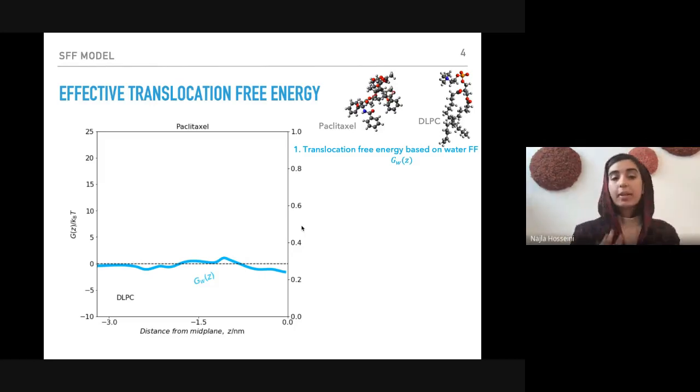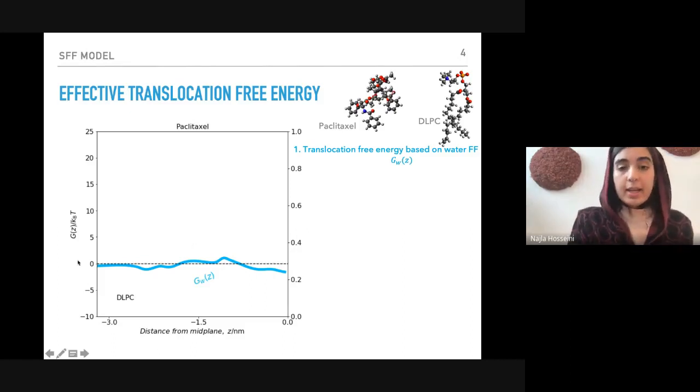First of all, we obtain the free energy barrier with respect to distance from the mid plane for the translocation of paclitaxel through water to the mid plane of the membrane. Here is the mid plane of the membrane. And first, we did it with these partial charges.